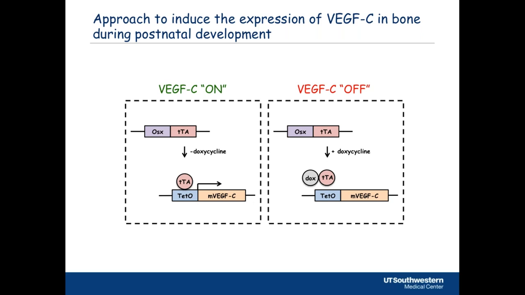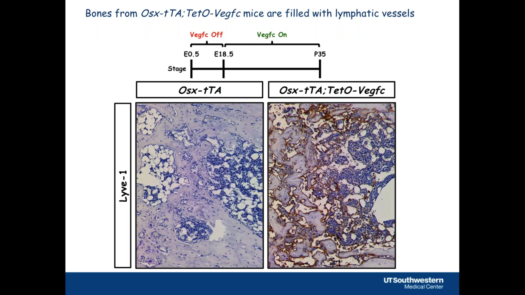We have used the TET-OFF system to spatially and temporally control the expression of VEGF-C. In our system, the asterisk promoter drives the expression of a tetracycline transactivator. When doxycycline is absent, the tetracycline transactivator induces the expression of VEGF-C. When doxycycline is present, it binds to the tetracycline transactivator and prevents the expression of VEGF-C. And we introduce doxycycline to our mice by putting it in their drinking water. So mice that are on normal drinking water express VEGF-C in bone, whereas mice that receive doxycycline-containing drinking water do not express VEGF-C in bone.